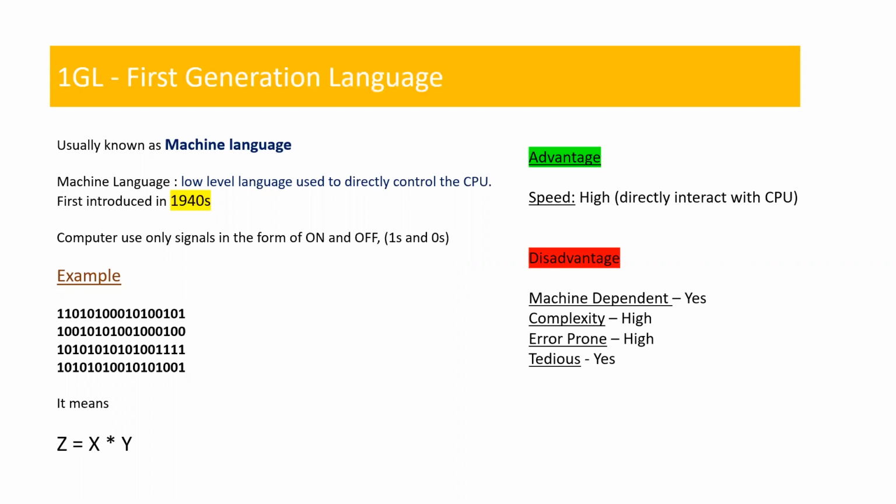Which makes machine language very fast, very high speed, because it interacts directly with the processor, the CPU. But the disadvantages are that it is machine dependent, the complexity is very high, and it is too error prone, because when writing all these binary codes, if we miss a single digit, it completely impacts the entire logic, the entire code. It is also a very tedious job to write such languages.